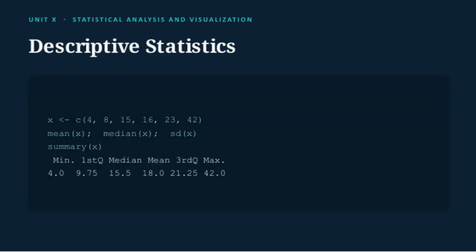Here, we have a simple set of numbers, 6 values that will help us explore some basic descriptive statistics. We calculate the mean, which is the average, the median, or the middle value, and the standard deviation, which tells us how spread out the numbers are. The summary gives us a quick snapshot, the minimum and maximum, plus the quartiles that divide the data into 4 parts. These stats give us a clear picture of the data's shape and spread.